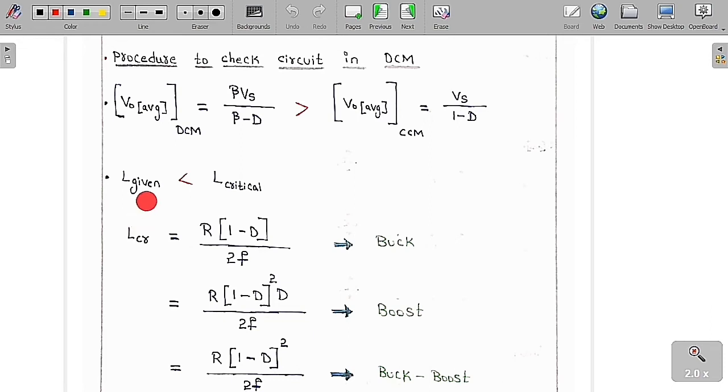And whatever the given inductance, if it is lesser than the critical inductance, then we can say that the inductor current is in discontinuous conduction mode. The critical inductance is equal to R into 1 minus d by 2f for the buck converter, R into 1 minus d whole square into d by 2f for the boost converter, and R into 1 minus d whole square by 2f for the buck boost converter. So if the given inductance is lesser than the critical inductance, we can confirm that it is in discontinuous conduction mode.